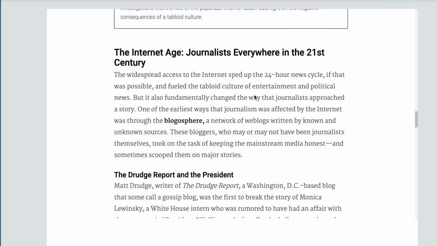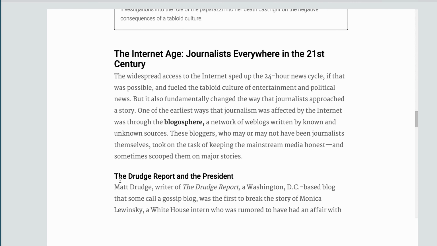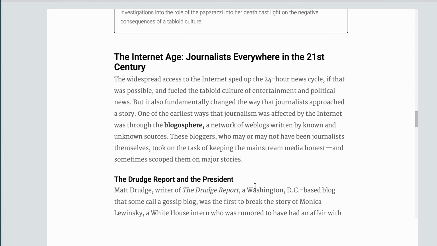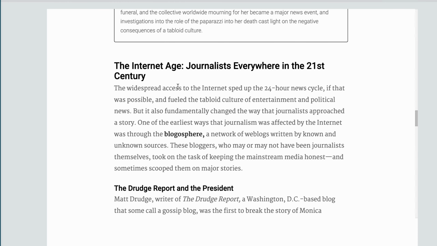And then we have another incident, which is called the Drudge Report and the president. It was about something happening in the White House related to the president. And from there we have the internet age appearing, and we have the blogosphere, which we know now everywhere, the blogs and the bloggers. It's a network of web blogs written by known and unknown sources. So we have a lot of people spreading information. We might know those people, or they might be undercover or using other names.